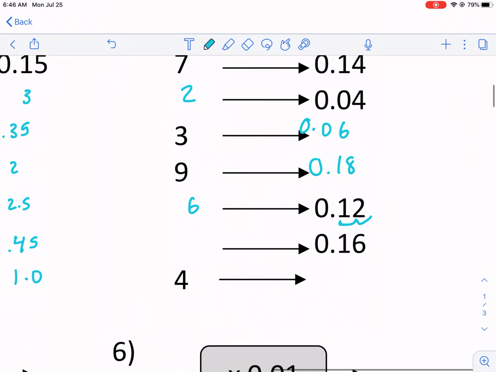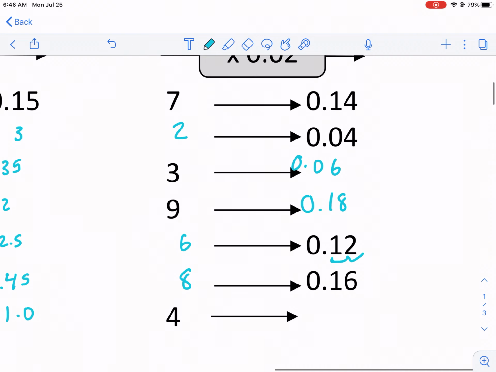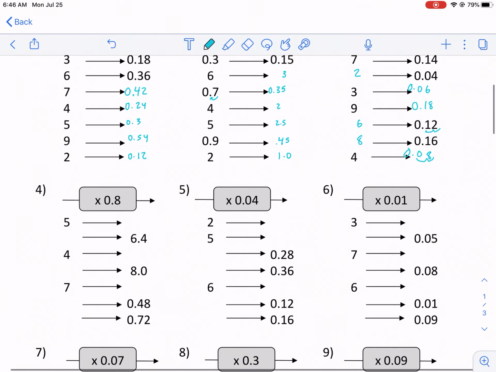8 times 6 is 16. Moved over twice. We're good there. And then 4 times 2 is 8. And we need to move over twice. 1, 2. 0.08. Okay. And that's it.